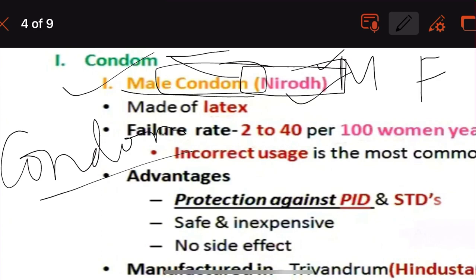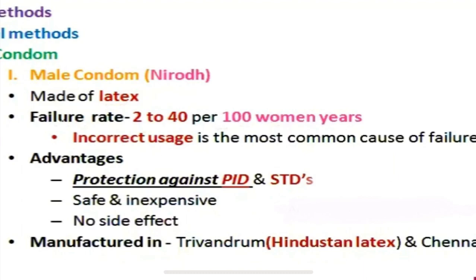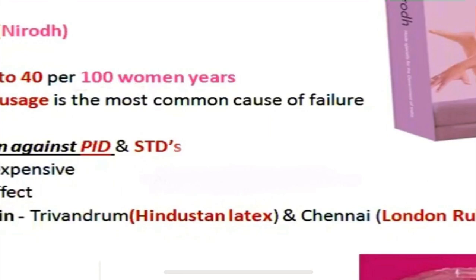The female condom we will discuss next. Now let us see the advantages of condoms. They provide protection against pelvic inflammatory diseases and sexually transmitted diseases. They are very effective, safe and inexpensive. They are cheap, and they are also provided free by the Indian government under the trade name Nirodh. They do not have any side effects. They are manufactured in Trivandrum by Hindustan Latex and in Chennai by London Rubber Industry.